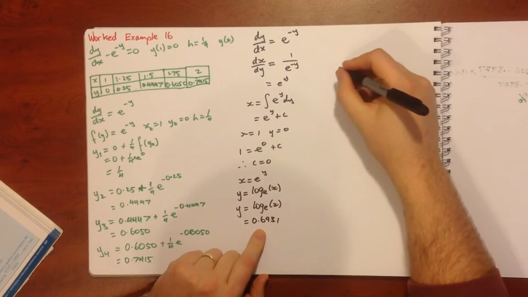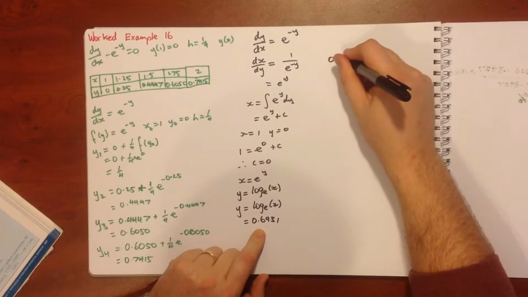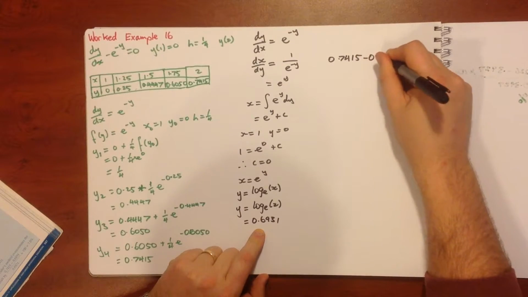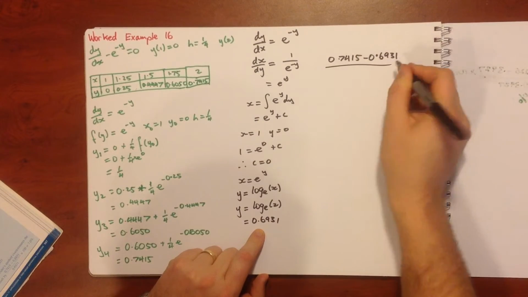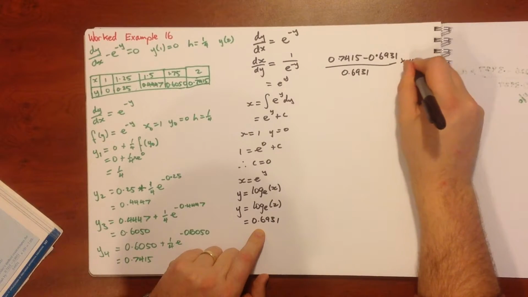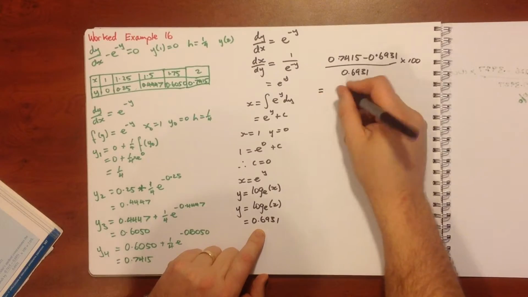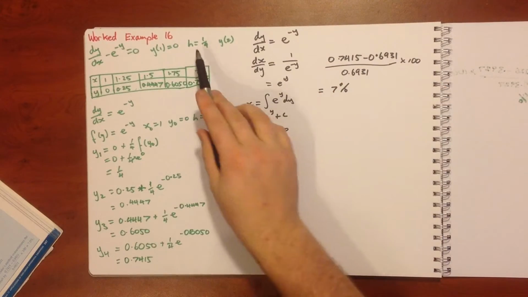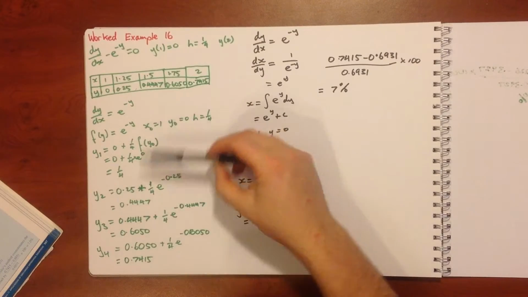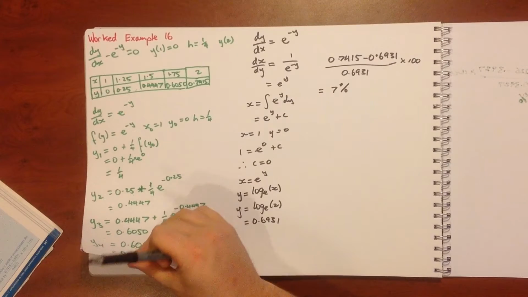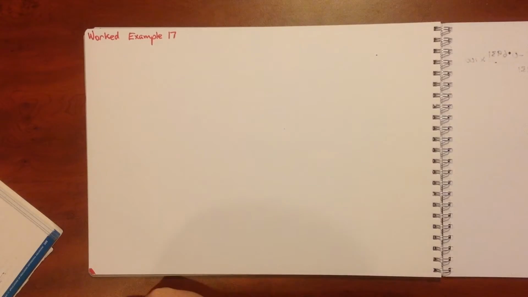Okay, so we have a look at our percentage error. Again, we're going to say 0.7415 minus 0.6931 over 0.6931 times by 100 is a percentage error of 7%. As I said, if we had a smaller h value, then we would have actually got a more accurate answer there. So we've got one more worked example to do, which is for a type 3 differential equation.